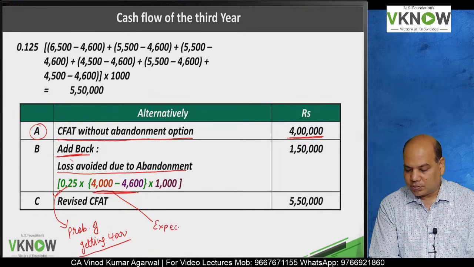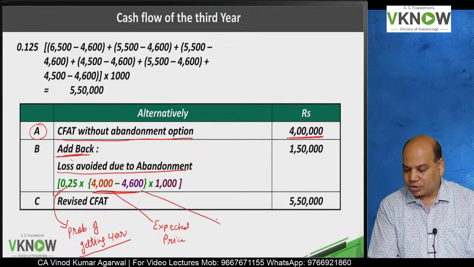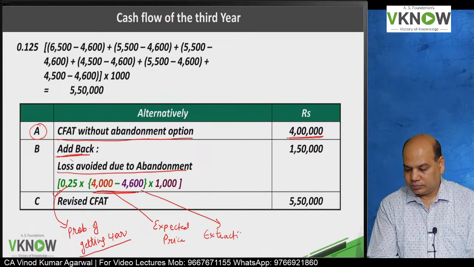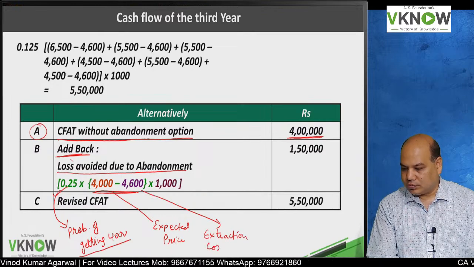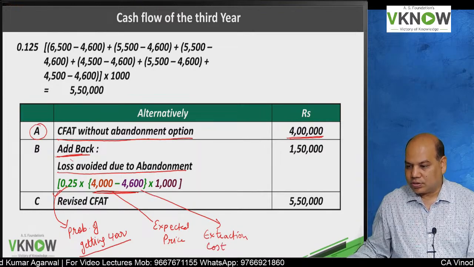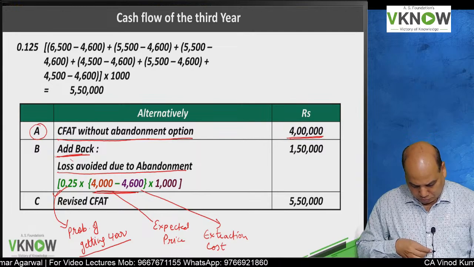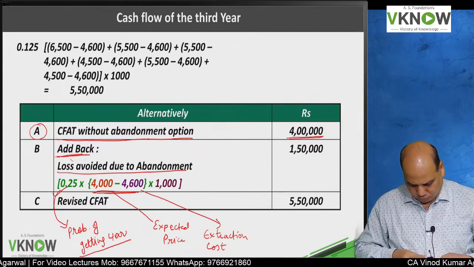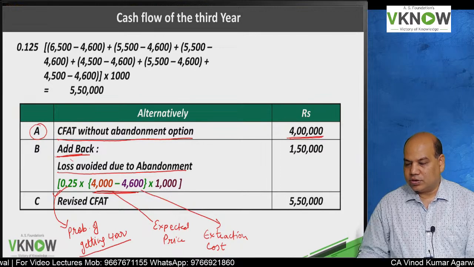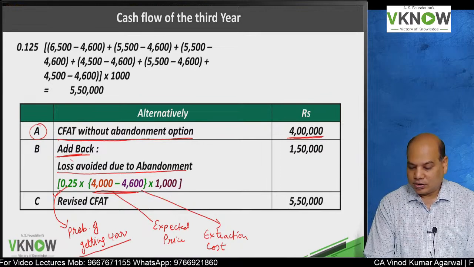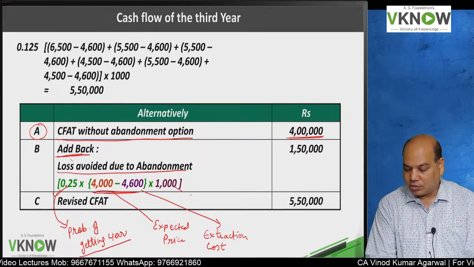This 4,000 is the expected price, and this 4,600 is the extraction cost. Is it right now? 4,600 is the extraction cost and 1,000 is the quantity.